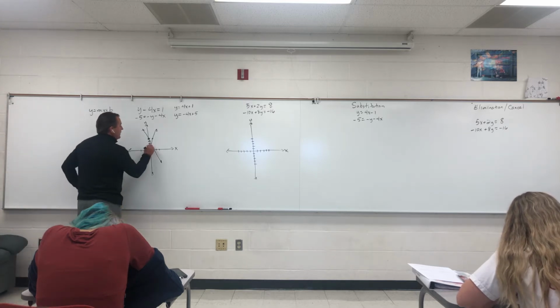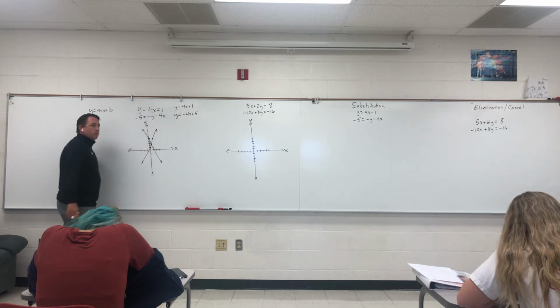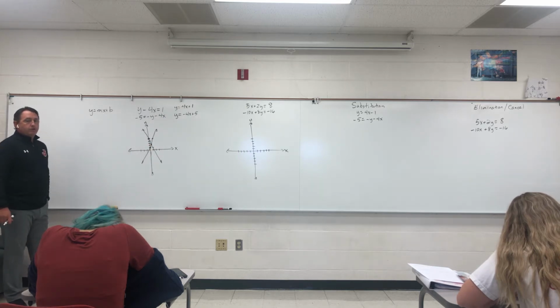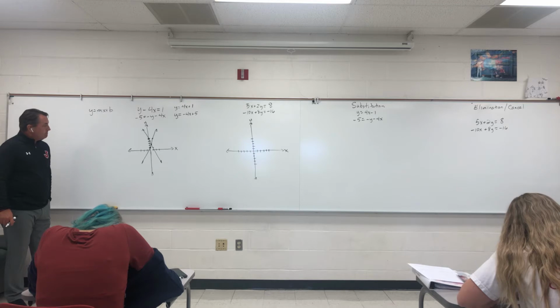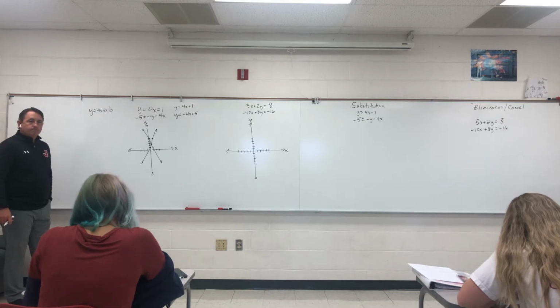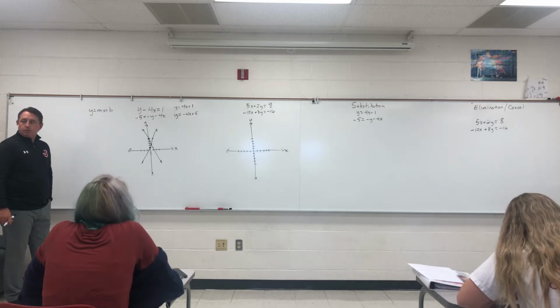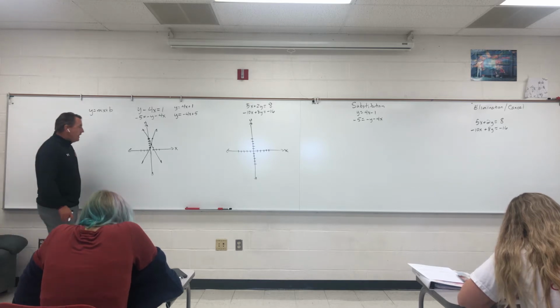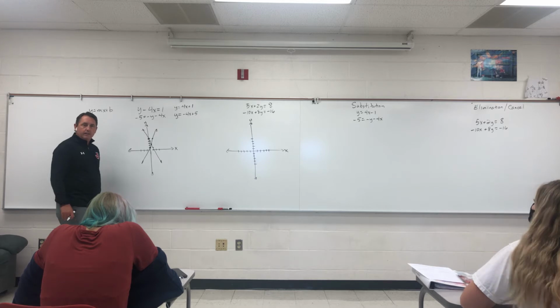Now, when you were putting down this point right here, when I graphed those two, what did you guys think? Where did you think it was at? Is it on whole numbers? Doesn't look like it, does it? It's like 0.5 and maybe 2.5, something like that.